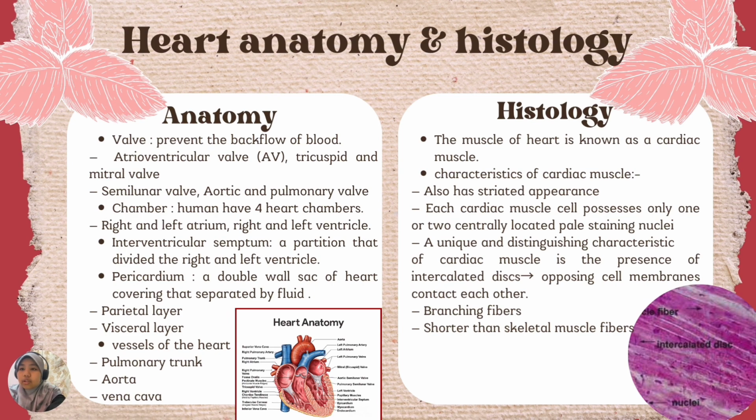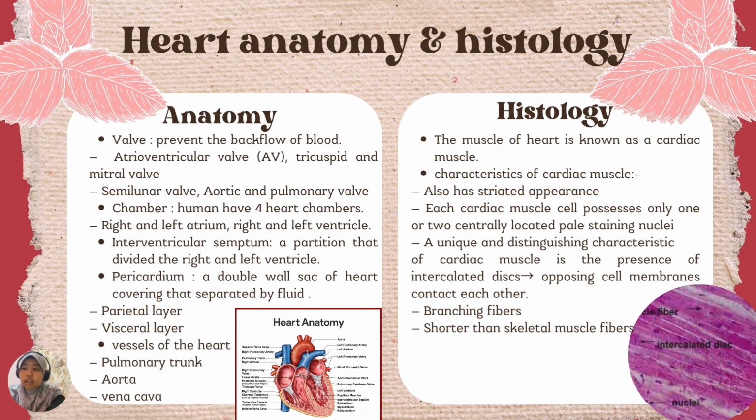And the third structure of heart is the interventricular septum. So basically that septum actually acts as a partition to divide the right and left chambers of the heart. And the fourth structure of heart is the pericardium. Pericardium is a double-walled sac that consists of parietal and visceral layers that cover the heart.